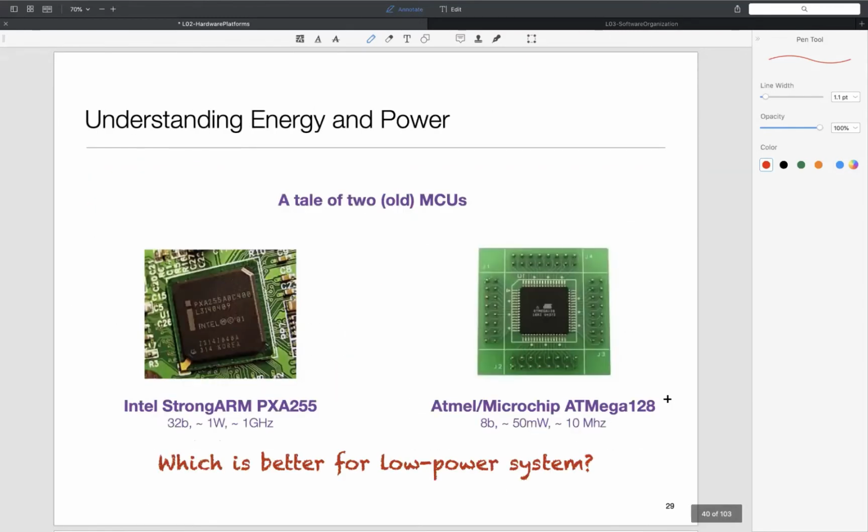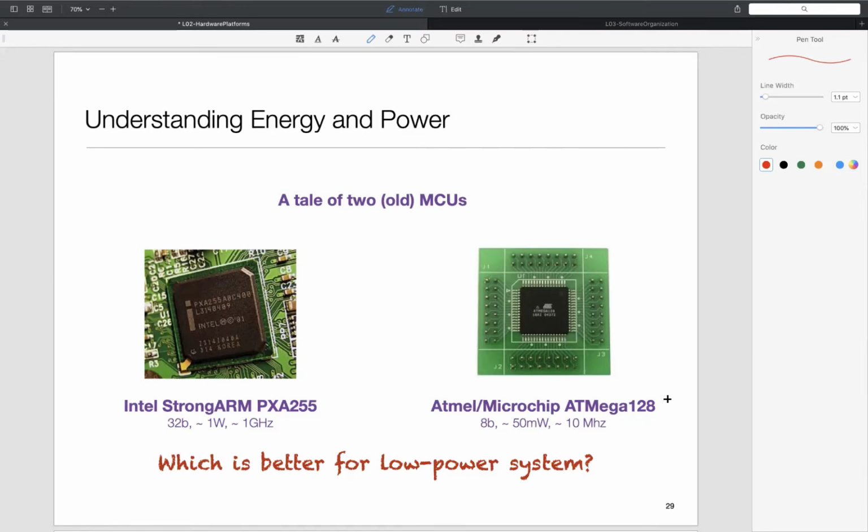Okay, so let's see how it also plays out in a different way. What I've shown here are two processors, and they're pretty old, but I have plots for them handy, and they serve to make the point. There is a high-end ARM processor made by Intel, when Intel used to make it; they don't anymore. And then there is a very low-end microcontroller. One is 32-bit, another is 8-bit, one is 1 watt, the other is 50 milliwatt, one operates at a gigahertz, the other operates at 10 megahertz. And the question comes, which one is better for a low power system?